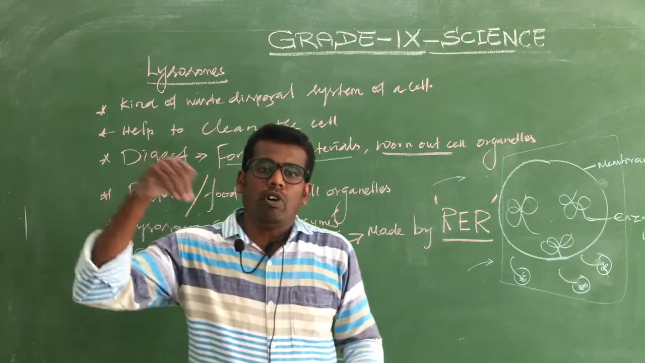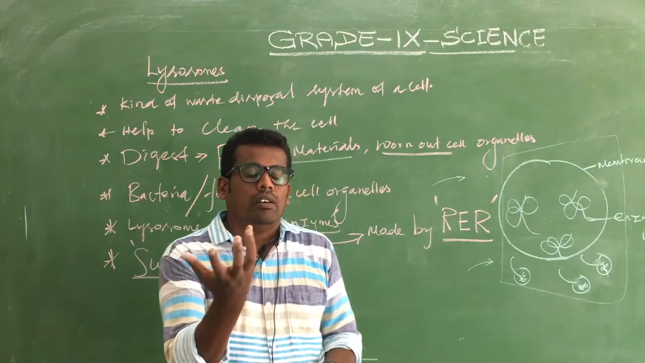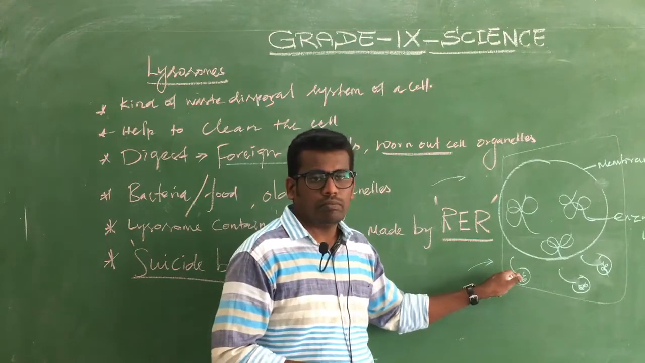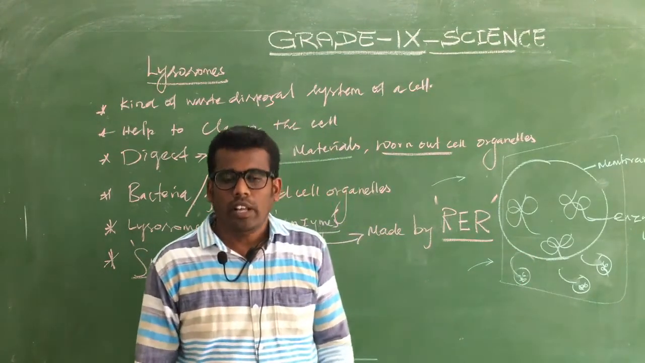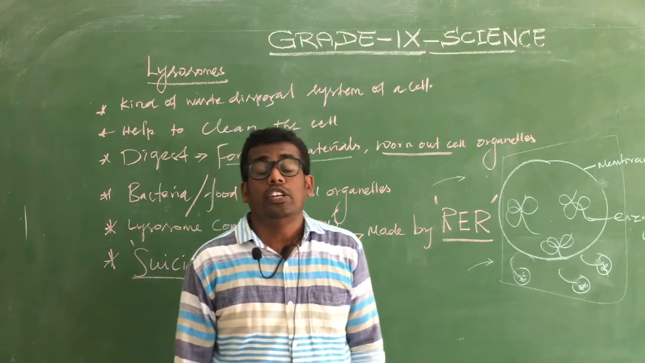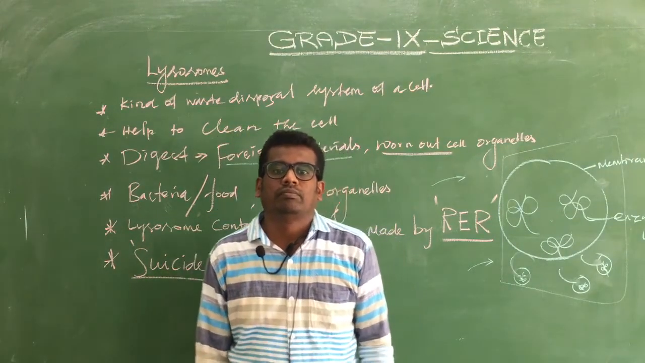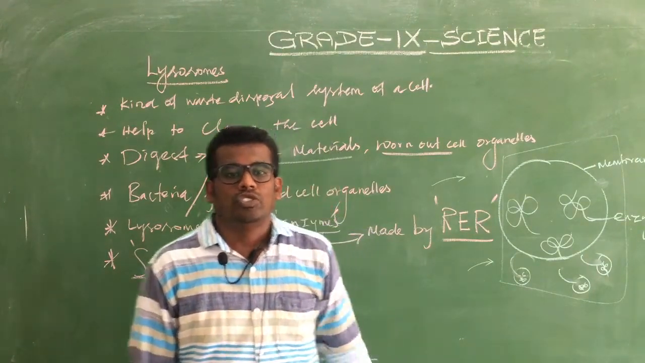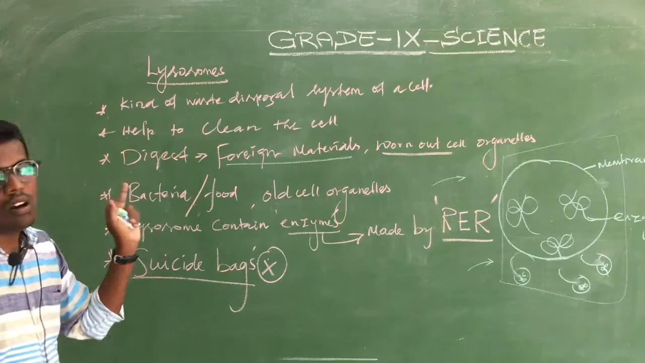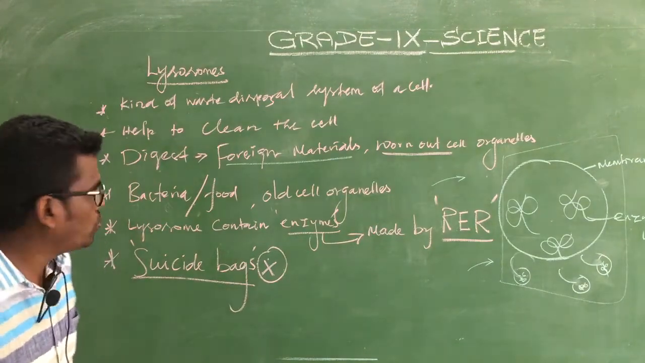Okay, when the foreign body enters, suddenly the lysosomes burst and enzymes are released, and it is digested and broken down into smaller pieces. So this is one type of cell organelle, the lysosome.